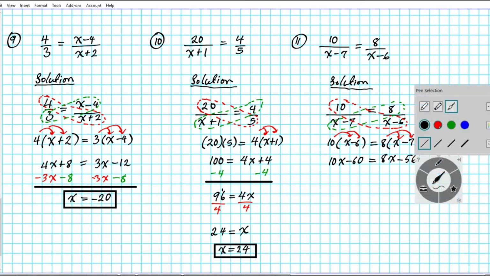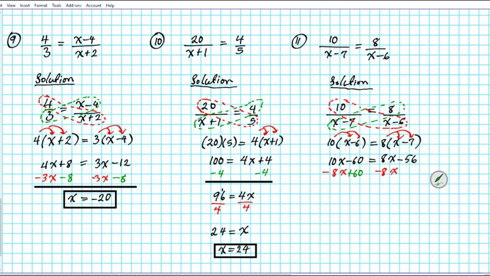Okay, let's collect like terms. Put the variables on the left side and the numbers on the right. So we need 8x on the left, so we subtract 8x from both sides, and this is positive, so we use the inverse. And then we need negative 60 on the right side, so we're going to do the inverse. We add 60 to both sides of the equation.